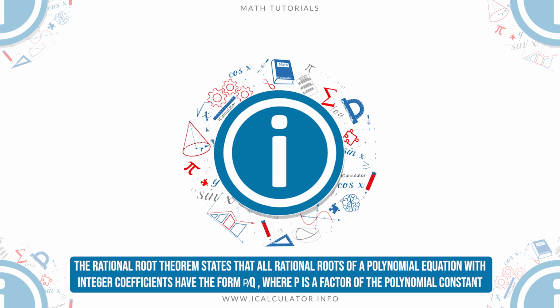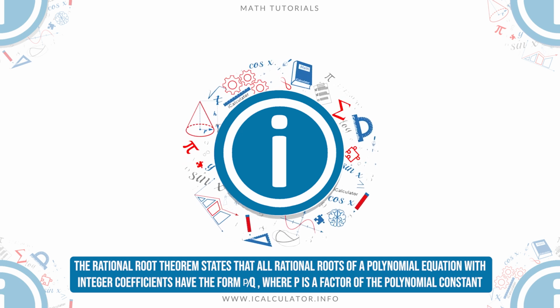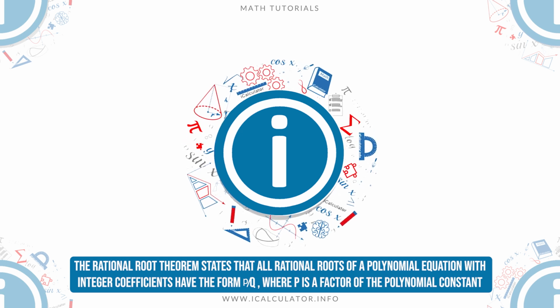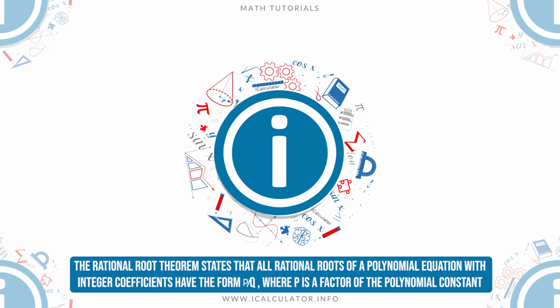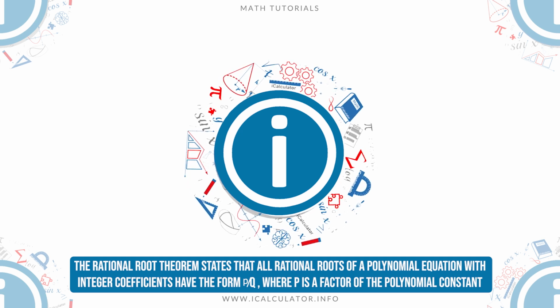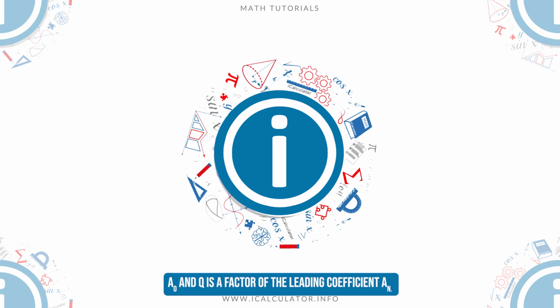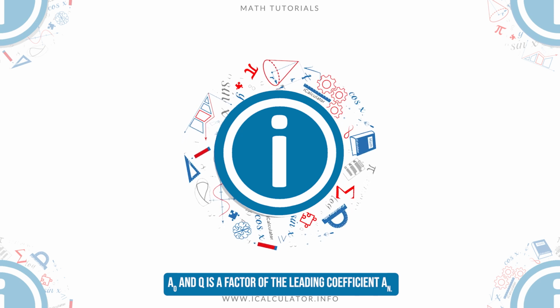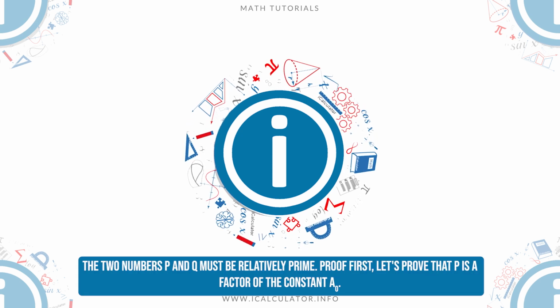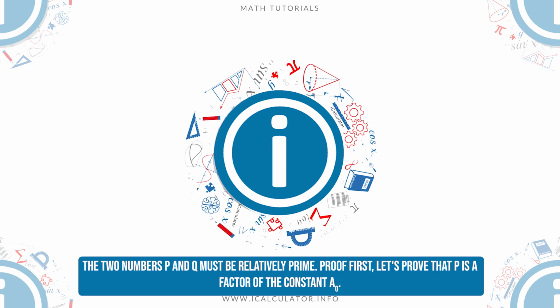The rational root theorem states that all rational roots of a polynomial equation with integer coefficients have the form p over q, where p is a factor of the polynomial constant a0, and q is a factor of the leading coefficient an. The two numbers p and q must be relatively prime.